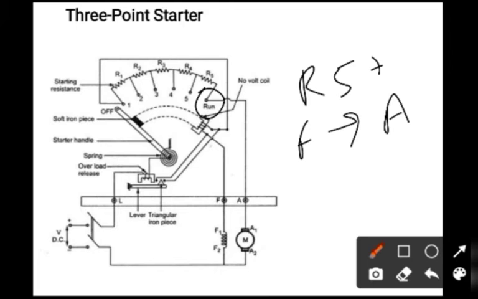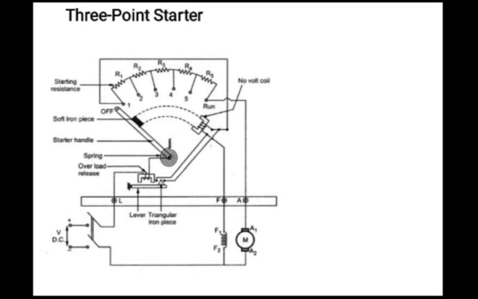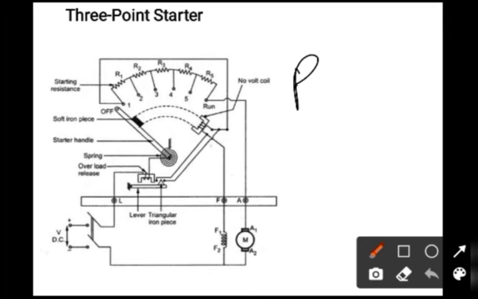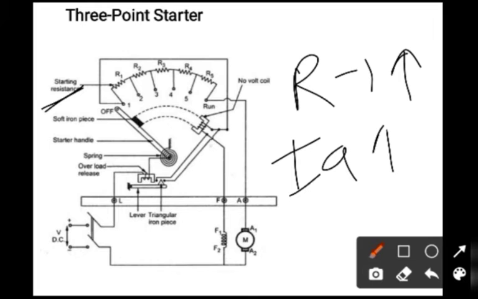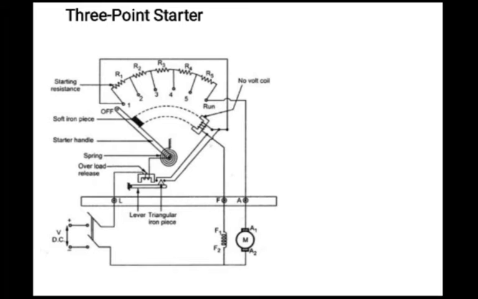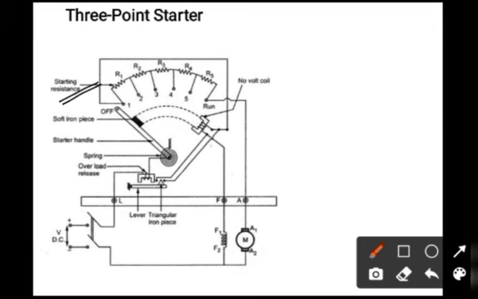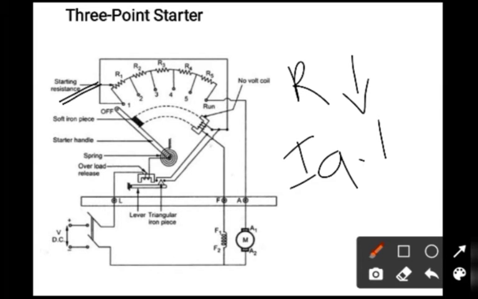If you look at the path of current flowing through the armature circuit, you can observe that at the time of starting, the starting resistance present in the armature circuit is very high and the magnitude of armature current is also high. But when the handle is at the final position, the magnitude of starting resistance is reduced and the magnitude of armature current is also reduced.